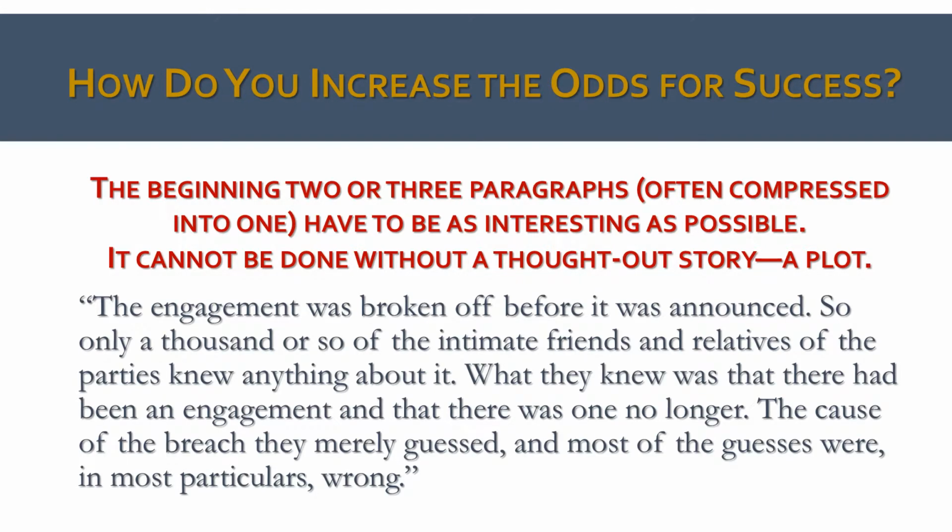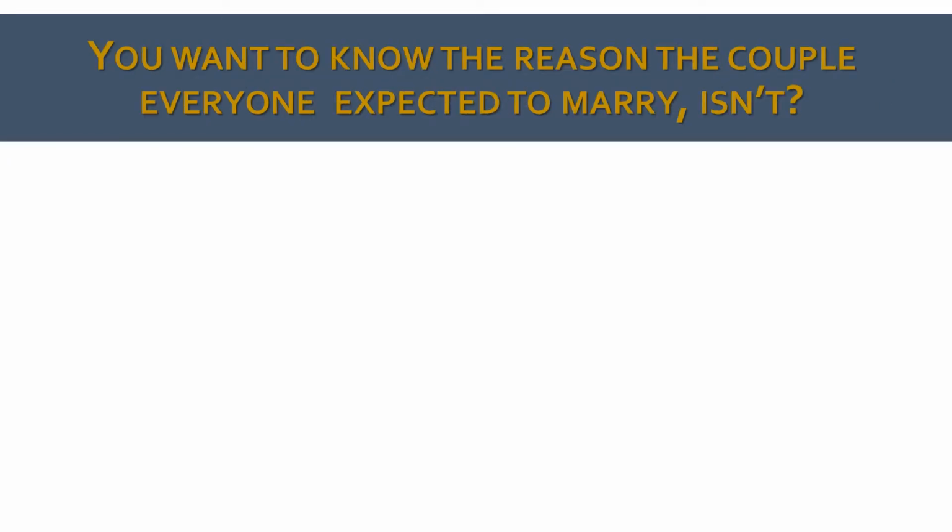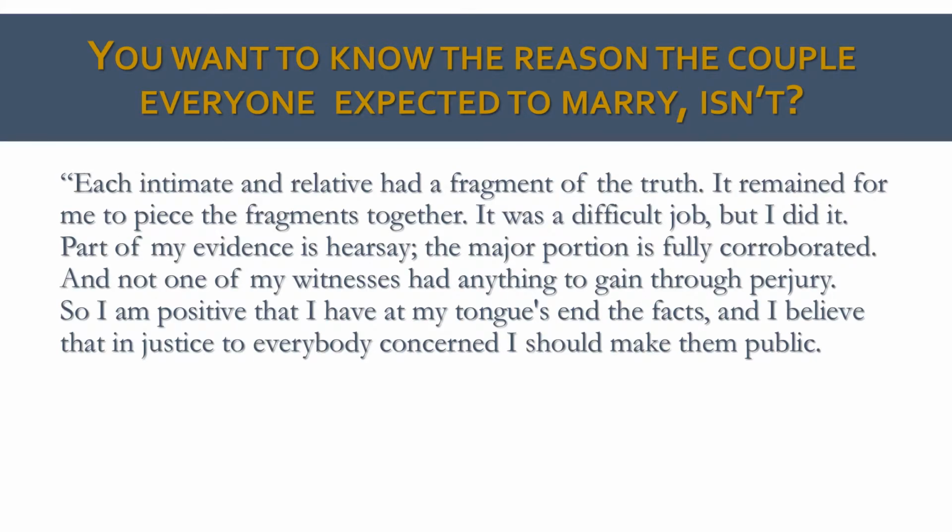For example, the engagement was broken off before it was announced, so only 1,000 or so of the intimate friends and relatives of the parties knew anything about it. What they knew was that there had been an engagement, and that there was one no longer. The cause of the breach they merely guessed, and most of the guesses were, in most particulars, wrong. You want to know the reason the couple everyone expected to marry isn't going to marry. Each intimate and relative had a fragment of the truth. It remained for me to piece the fragments together.